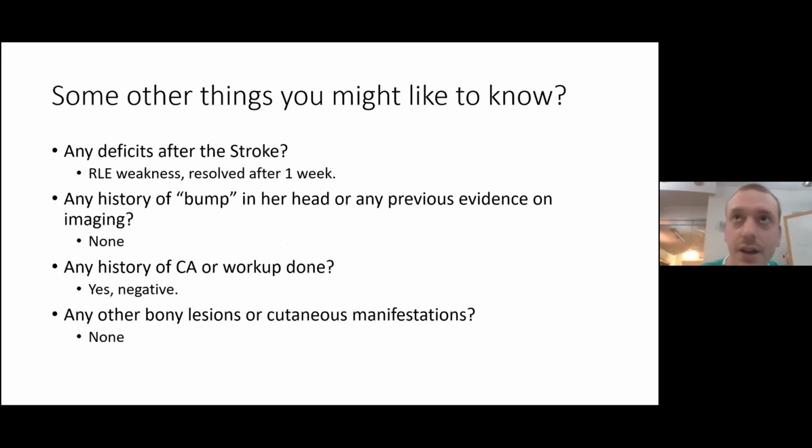Also, you want to know if the patient had any previous imaging, because you want to compare the new image with the previous one. And in her case, she did have an MRI 1 month prior because she was having headaches. The MRI was negative. That's something important to have in this case. And as you mentioned before, if there's any history of cancer, if there was any workup done, the patient had a metastatic workup done, which was negative. And also it's very important in patients that present with skull lesions, if they had any other bony lesions or cutaneous manifestations, because this is seen in patients that have Langerhans histiocytosis, as we are going to mention a little bit later.